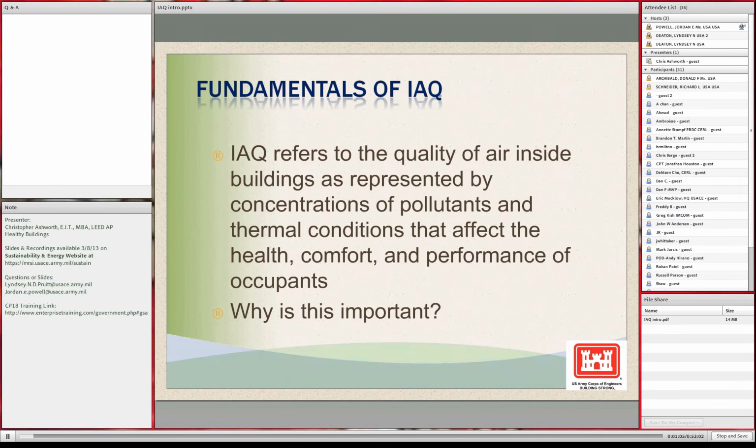So really to start off with, we have the fundamentals of indoor air quality. It comes down to what is it? Well, we all know we're all breathing it. We're probably inside buildings, and if you're not inside of a building right now, I'm jealous of you. And why is this so important? Why is the quality of the air important?